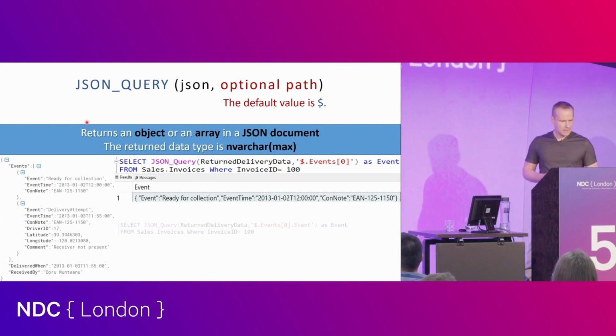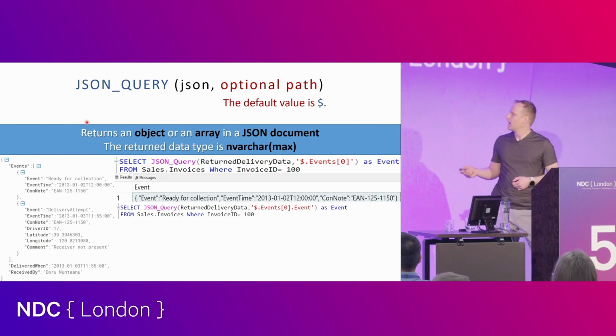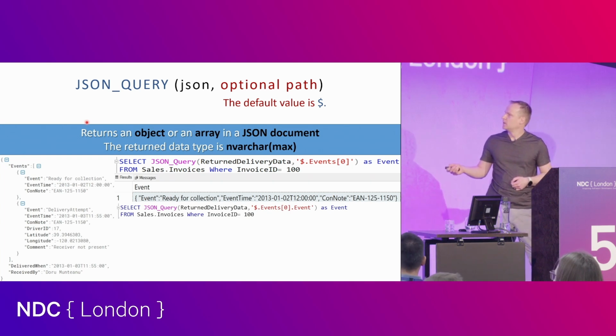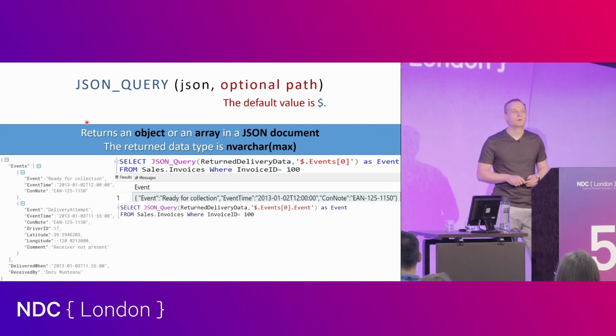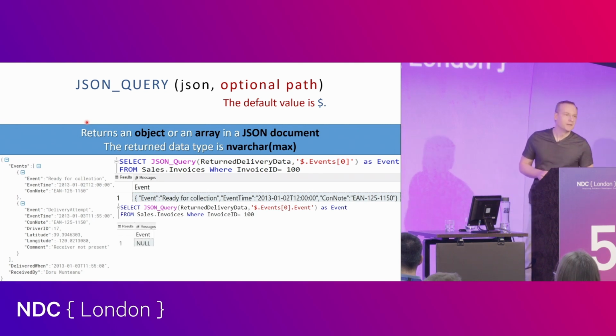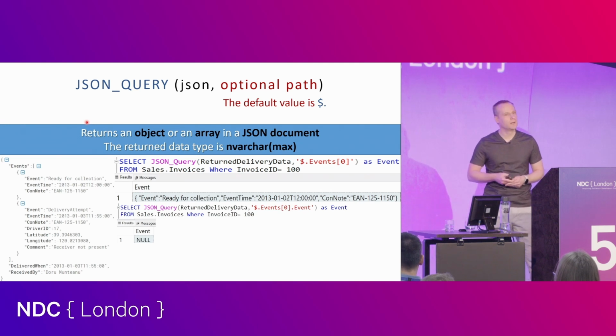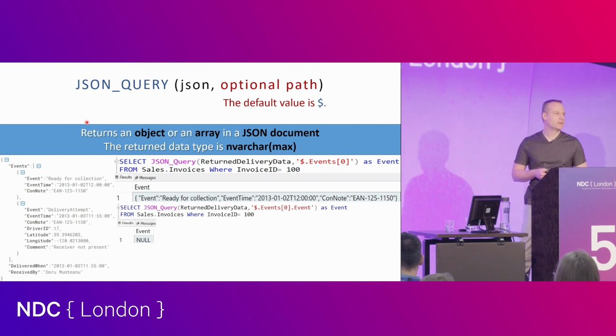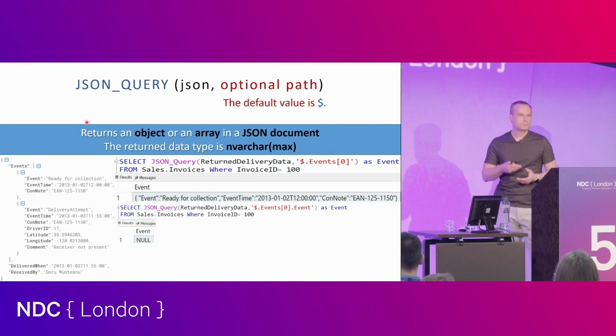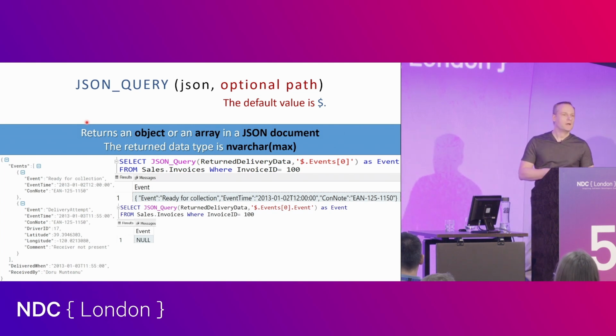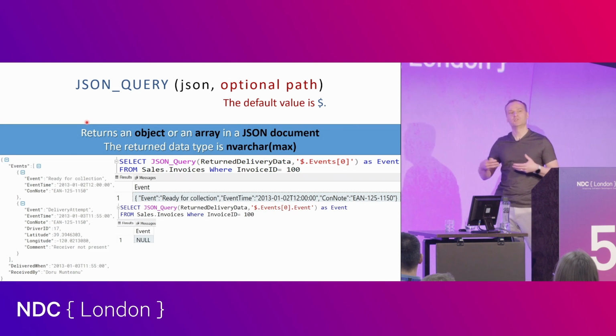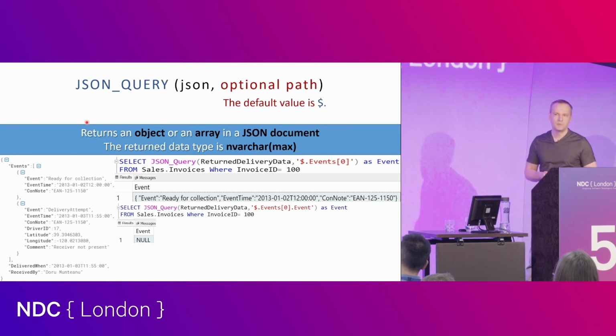Let's see another example. Now I am looking at events[0].event. What do you think this is going to return? Any ideas? It is not going to return anything because, as I said before, yes, it exists here, but this is a value. This is not an object, and this is not an array. So JSON_QUERY is not going to return anything for that. You need to be careful when you use JSON_QUERY. Three things you need to know: it returns an object or array, it returns nvarchar(max), and it returns it as a JSON document. It doesn't return a scalar value.